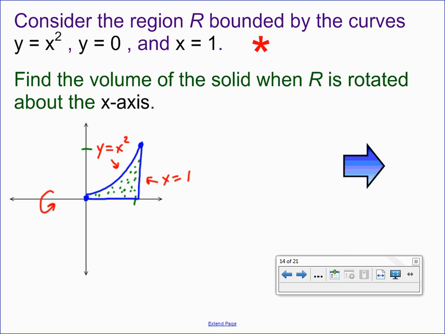So we're going to spin it about the x-axis, right? And what results? Well, we got a cool one this time.